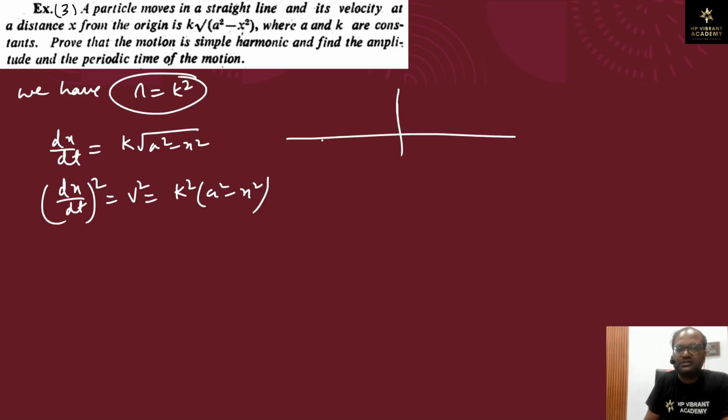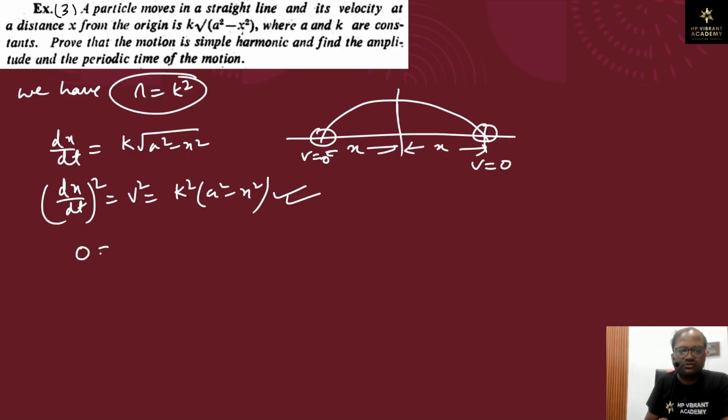So we have (dx/dt)² that is v² equal to k²(a² − x²). So we have to find the amplitude. So what is the amplitude? In an SHM the amplitude is the distance from the center of force where the velocity is equal to 0. So these two are the extremities. At the extremities the velocity is equal to 0. Let us put velocity equal to 0 in this particular expression.